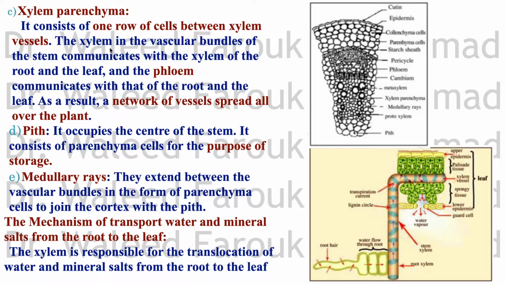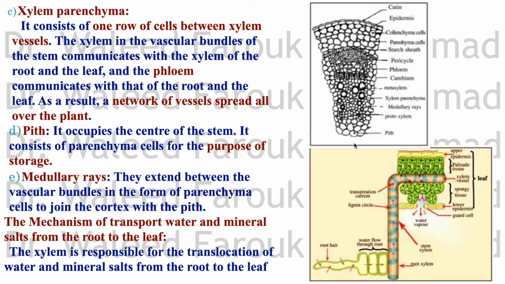What else? The xylem parenchyma, a layer of xylem parenchyma, as you can see here, one row of cells between the xylem vessels, and it communicates with those of different parts of the leaf of the plant. The phloem system also connects with each other and covers the whole plant and makes a network of vessels spread all over the plant.